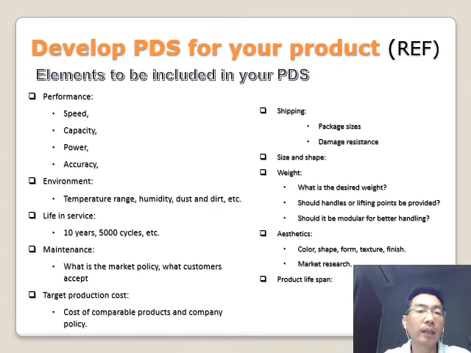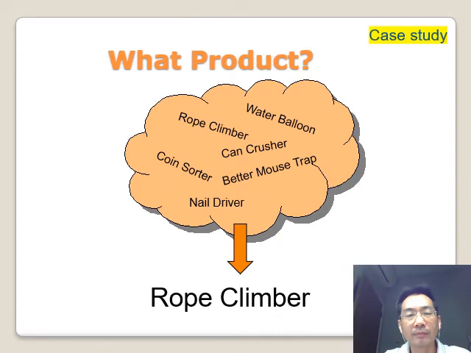Okay, this is a list of the PDS elements to be included in your PDS. Now we have a short case study here. For example, what product do we want to have? We want to have a rope climber. So what are the requirements, features, or functions we can have with this product?